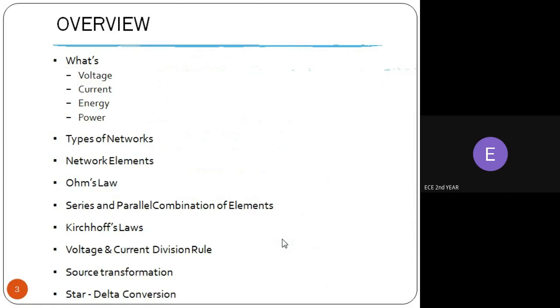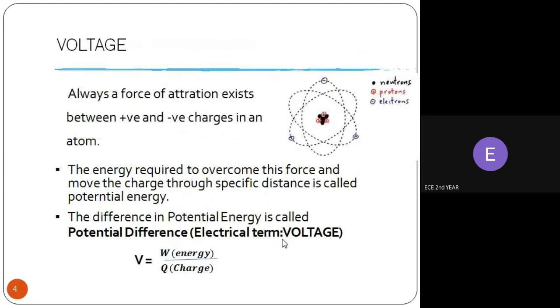Today we are going to see what is voltage, current, energy and power, types of networks, network elements, Ohm's law, series and parallel combination of elements, Kirchhoff's law, voltage and current division rule, source transformation, star and delta and vice versa conversion, and problems. So voltage: always a force of attraction exists between the positive and negative charges in an atom. So this is the basic thing which we all know.